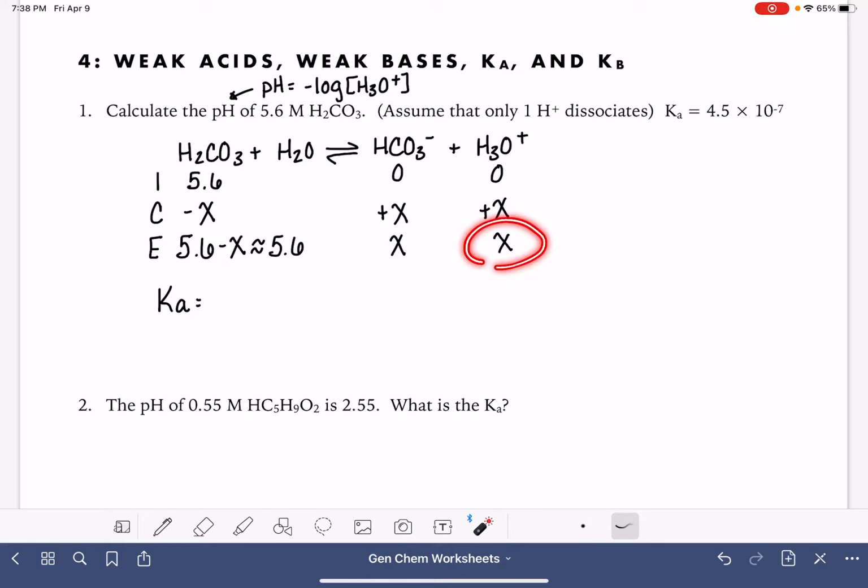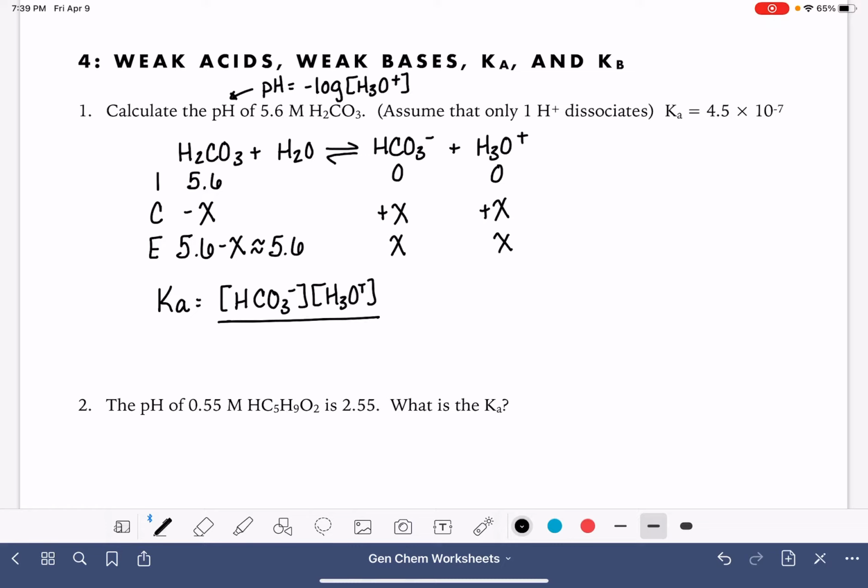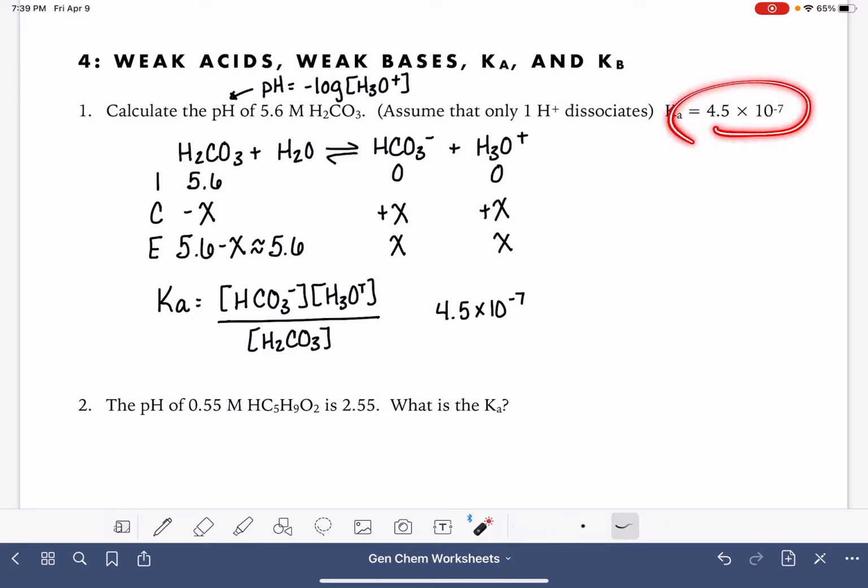So to solve for the value of X, we want to set up an equilibrium expression. The equilibrium expression is going to be our products, HCO3 minus times our other product, H3O plus, divided by our reactant H2CO3. Remember, we're leaving out the water because it's a pure liquid. Liquids don't show up in the equilibrium expressions. The value of Ka is 4.5 times 10 to the -7. I'm taking that from up here.